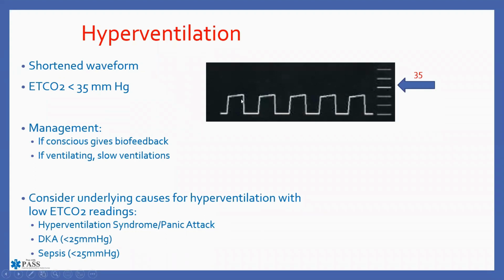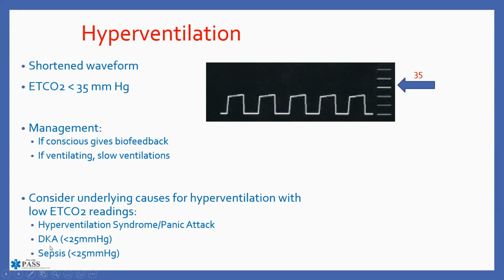We should not be counting the ventilations. We should be looking at capnography and guiding our ventilations based on the number and the waveform that we are seeing, and it should be somewhere around 35 to 45. Consider underlying causes for hyperventilation with low end-tidal CO2 readings. Hyperventilation, panic attack, those are the first ones that come to mind.